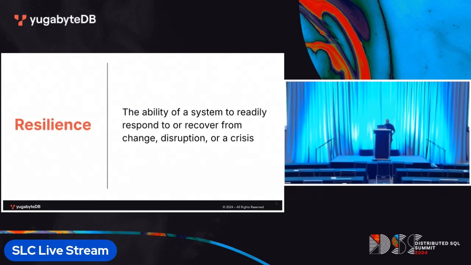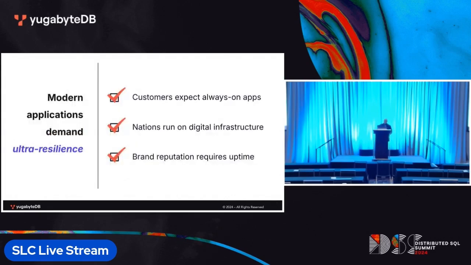First, to get some definitions out of the way: what is resilience? The way I see it, it's the ability of a system to readily respond to or recover from changes, disruption, or a crisis. Modern applications demand ultra resilience. Customers expect always-on apps, nations run on digital infrastructure, and a brand's reputation requires 100% uptime.